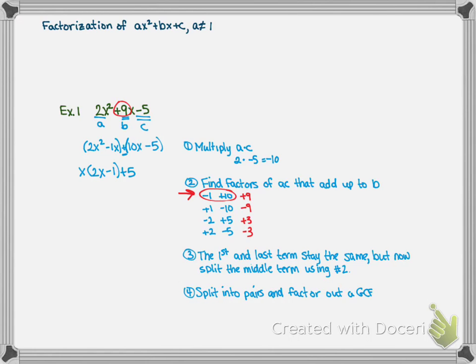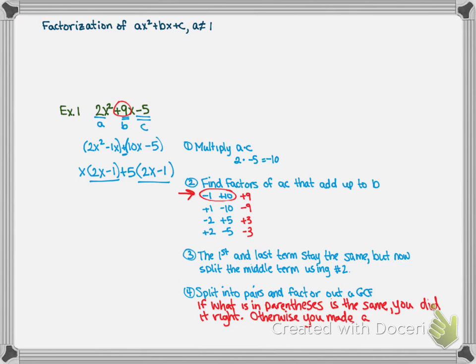We drop down the plus. 10x divided by 5 is 2x. Negative 5 divided by 5 is negative 1. Okay, so we see that our parentheses are identical, 2x minus 1. Remember, if what is in the parentheses is the same, you did it right. Otherwise, you made a mistake somewhere.